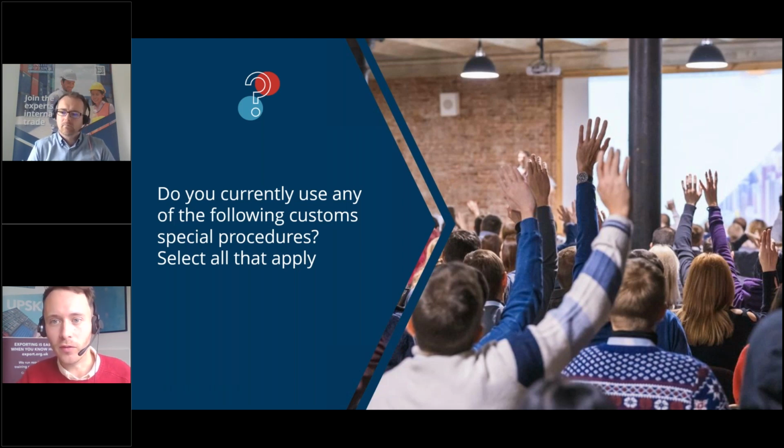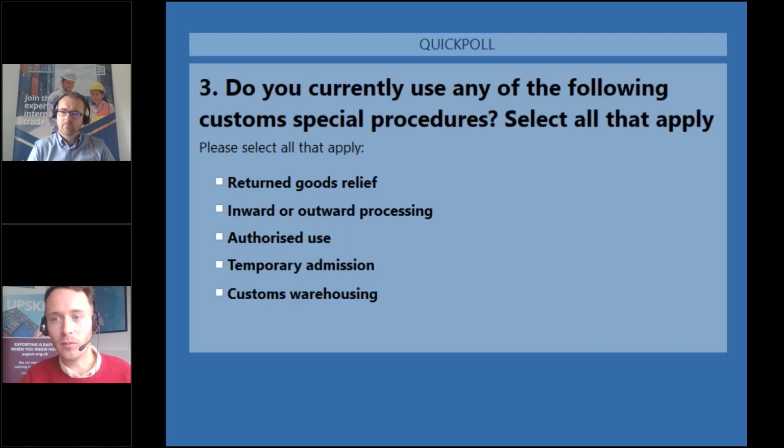I'll just put the first of those polls up now, just asking whether you use any of the customs special procedures mentioned by Rob just now, and you can select multiple options there: return goods relief, either processing, authorized use, temporary admission, and customs warehousing.